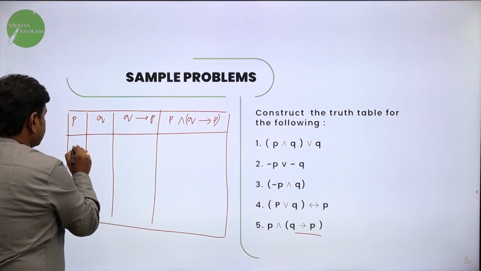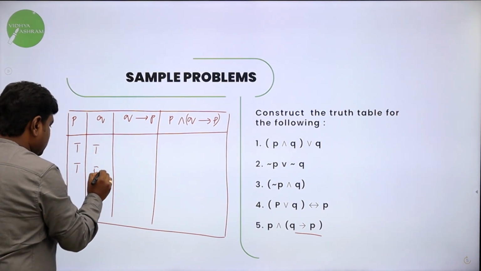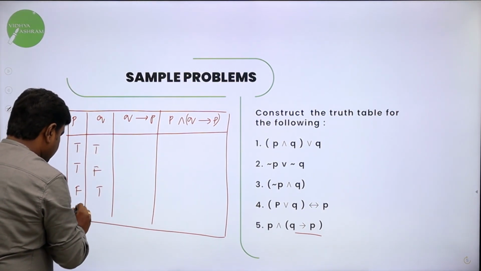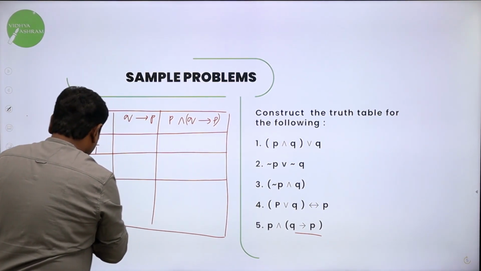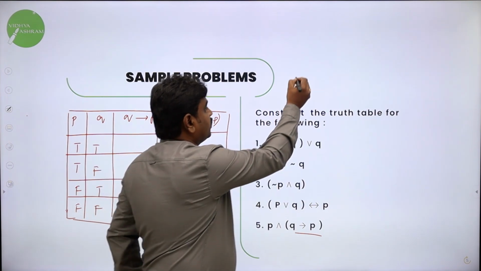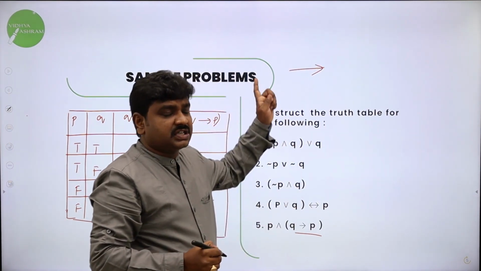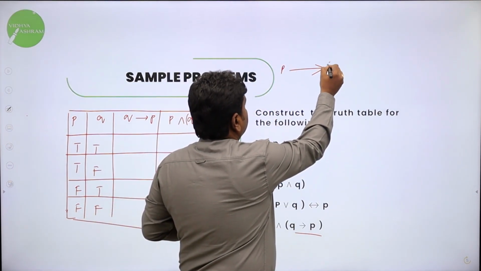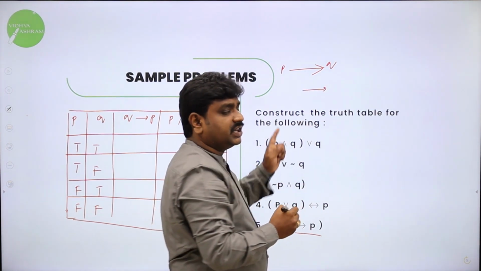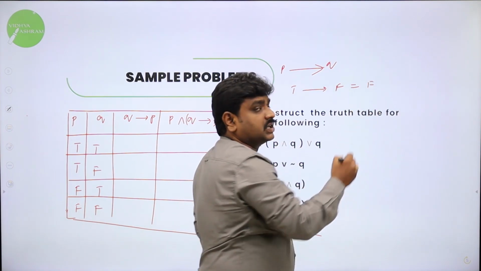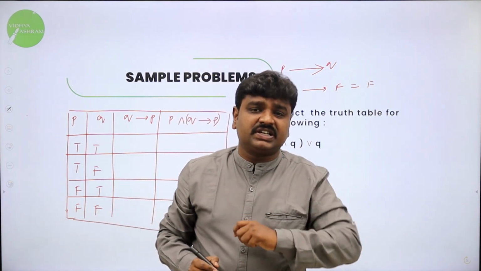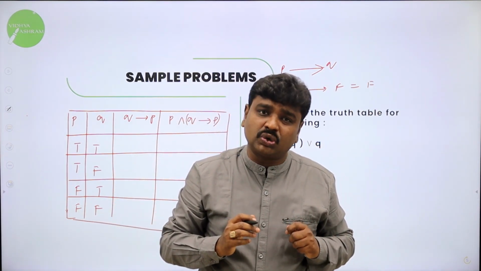Okay, you know the possibilities: true true, true false, false true, false false. Further, Q implies P, very important. First let me recollect what this is. This is read as if P then Q, and see when I write this conditional, first one true, second one false, result is false. Rest all other cases it is true.